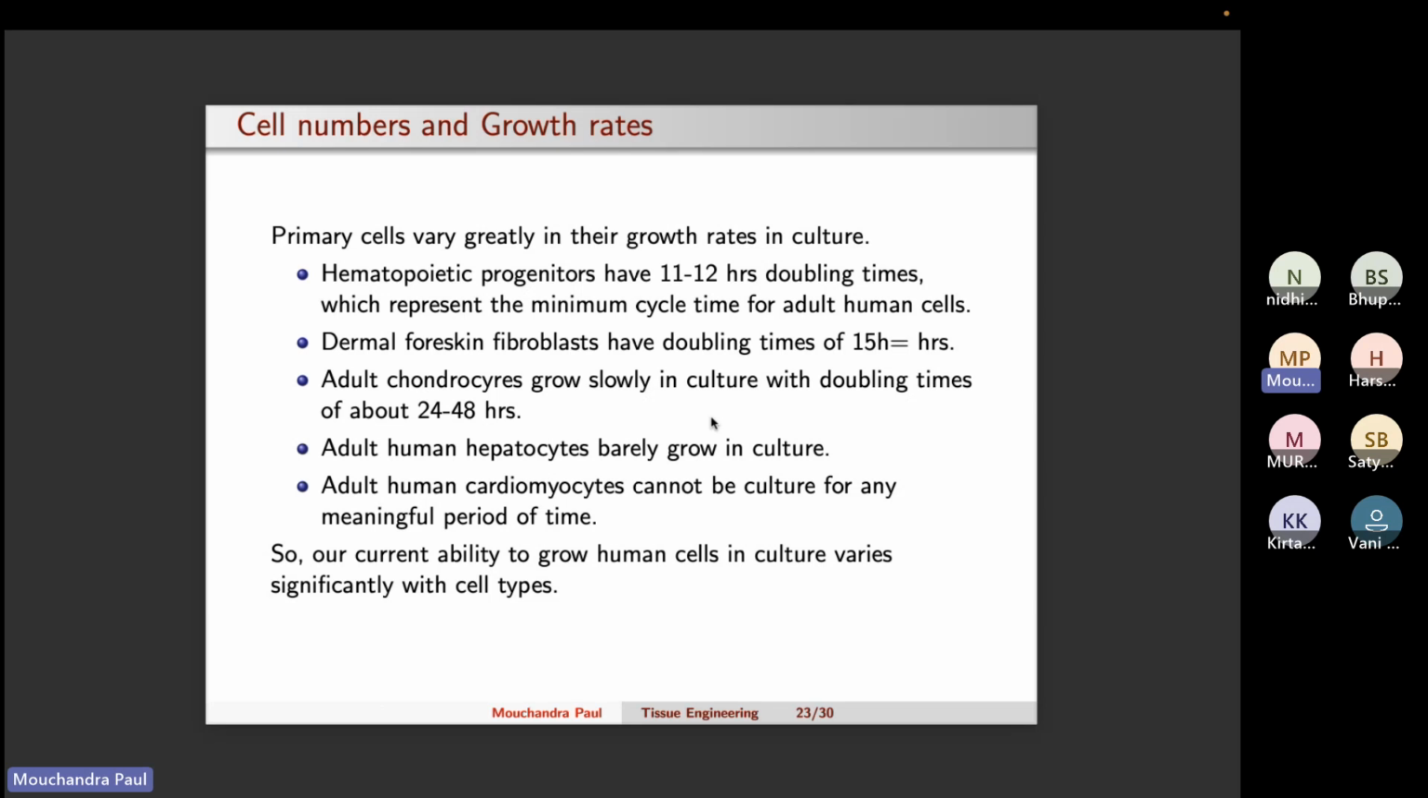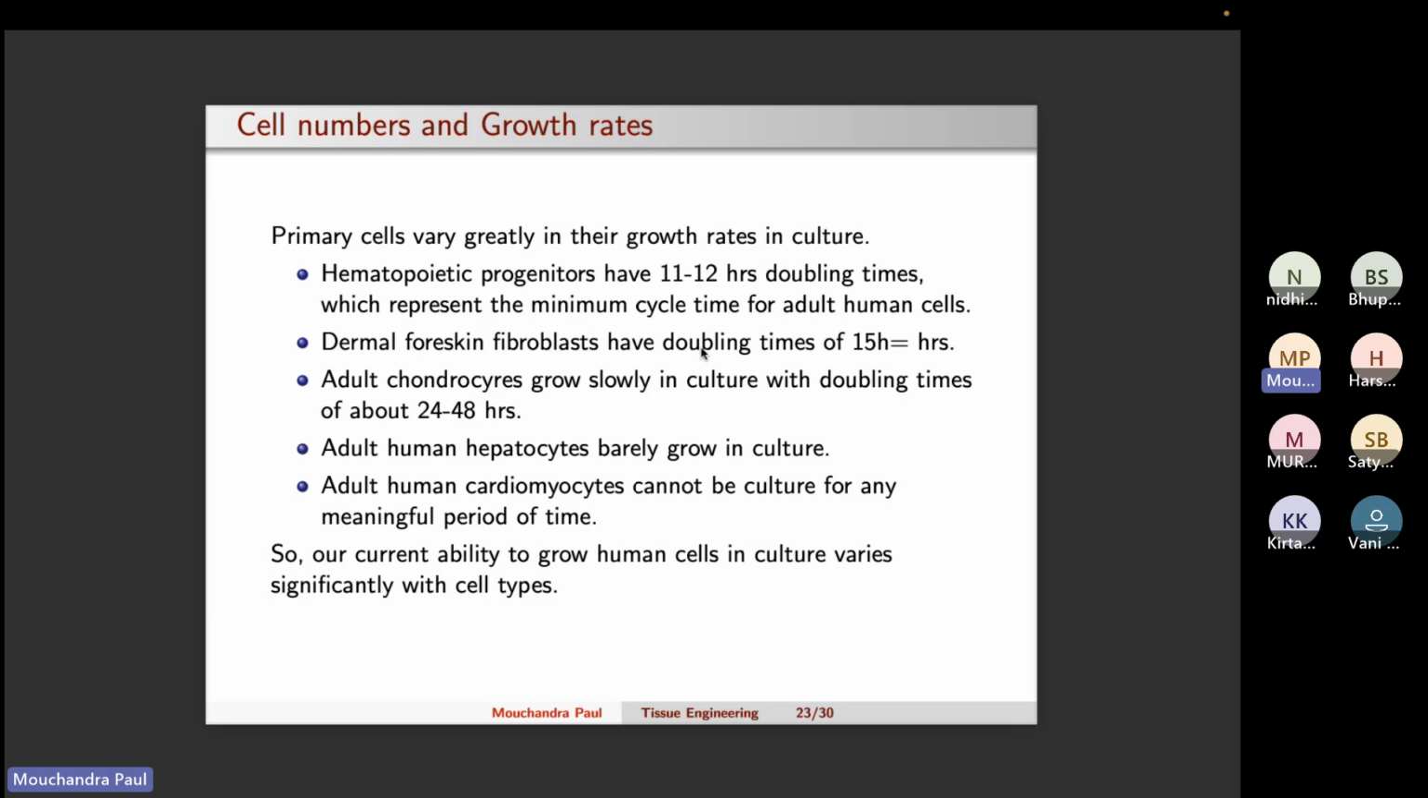So as I told you, primary cells vary greatly in their growth rates in culture. So hematopoietic progenitor cells, when we talk about stem cells, there we'll talk about progenitor cells as well. These cells have around one doubling time. What is the doubling time? Means one cell dividing into two, and that happens in around 11 to 12 hours. So which is the minimum time taken, or you can say these cells have a very fast rate of doubling.